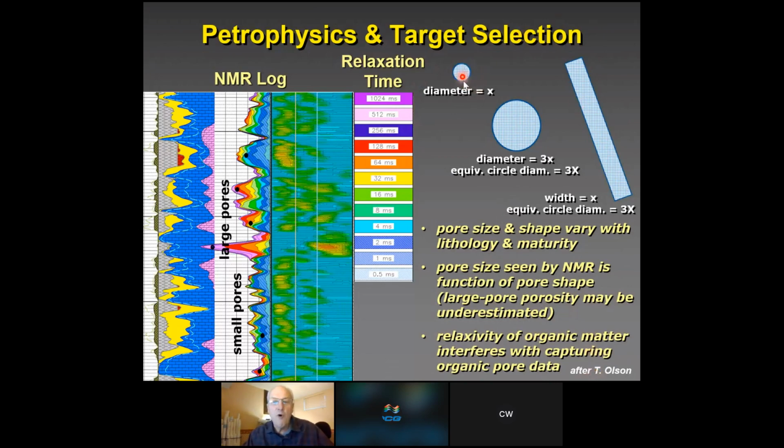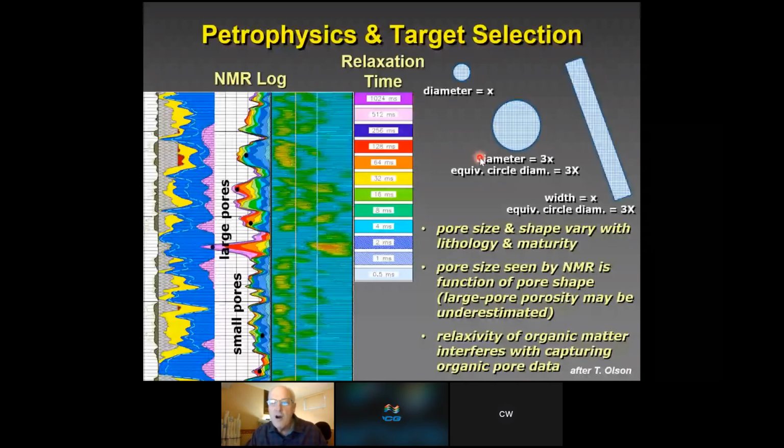So here's a small pore, diameter X. So when you compress it, then relax it, you get this interval of fast relaxation indicating small pores. This bigger pore, 3 times the diameter, the equivalent circle diameter is 3x. If you compress it, then relax it, it takes longer to relax up in this zone. So this is the large pore. These would be kind of the equidimensional pores that you see in the chalks.